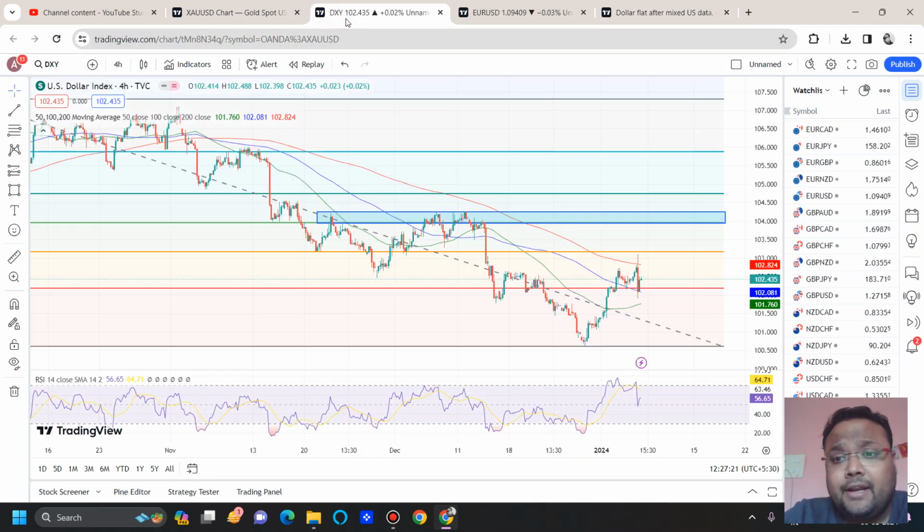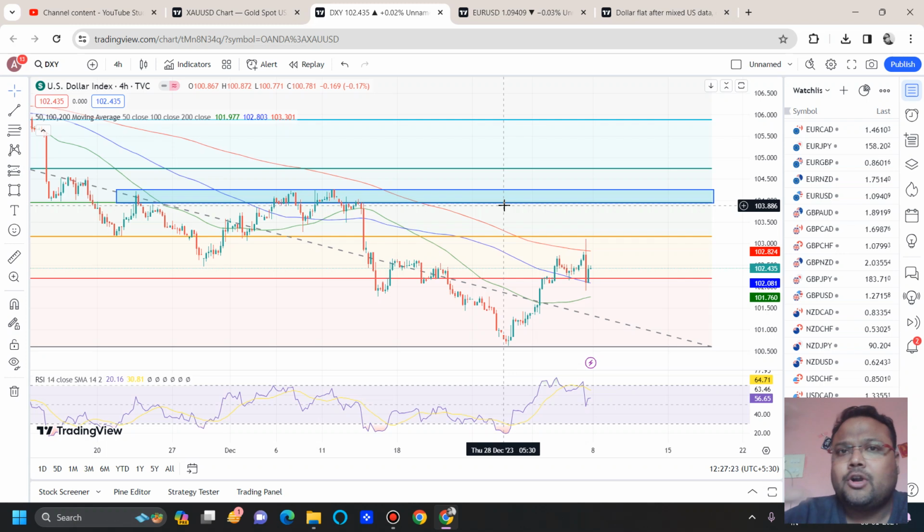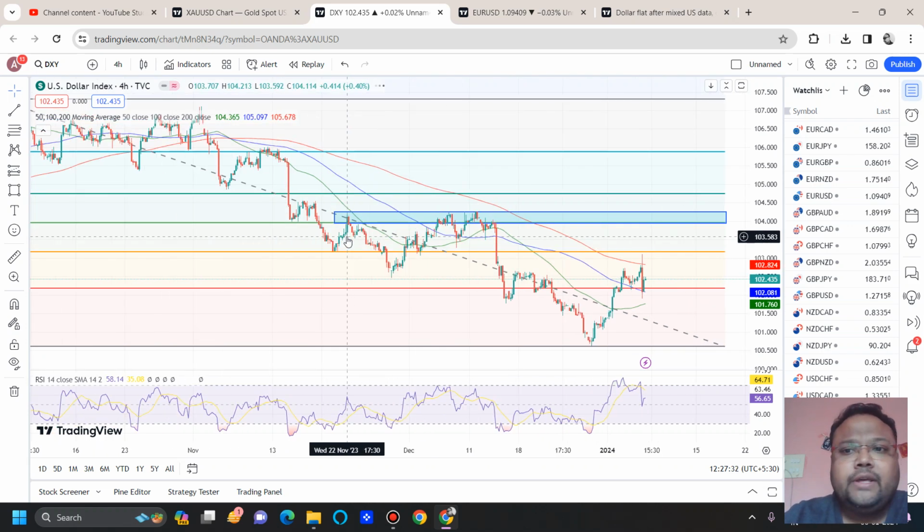So right after NFP, we got a drop on the chart of DXY, or the US dollar index, but as the data was mixed, the market recovered immediately. This is the 4 hour chart of DXY in front of us, and as we know very well, for the last couple of days DXY is trying to recover, and there is no doubt about it.